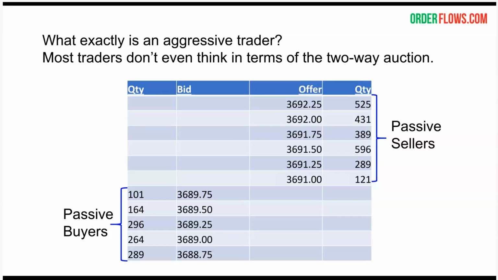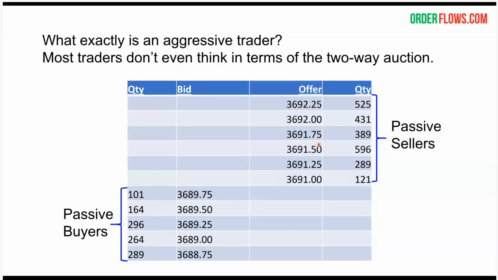But you can see here, it's 91 bid at 89 3/4. It's kind of a wide bid-offer, because I left out 36.90. But you can see people that are working on the bid and below are what's considered passive buyers. You can see the 101, the 164, the 296, the 264, the 289. All these people are considered passive buyers. They're waiting for the market to trade down before they buy.